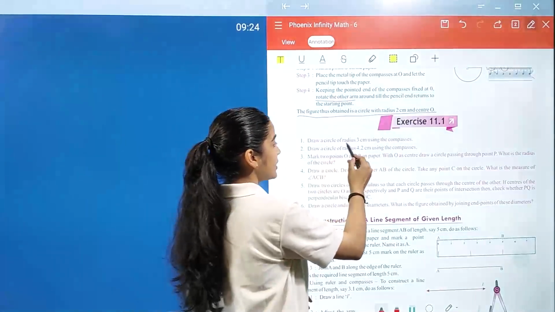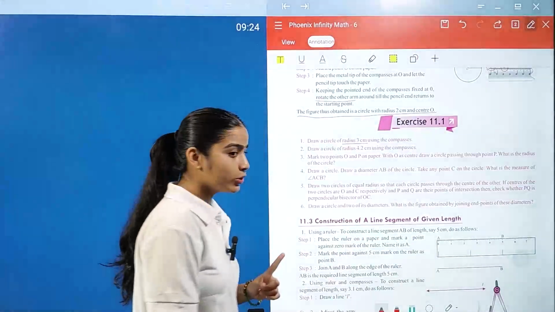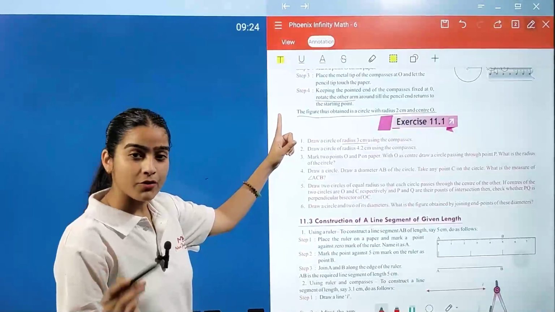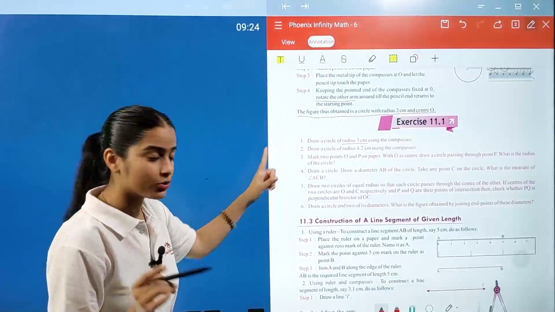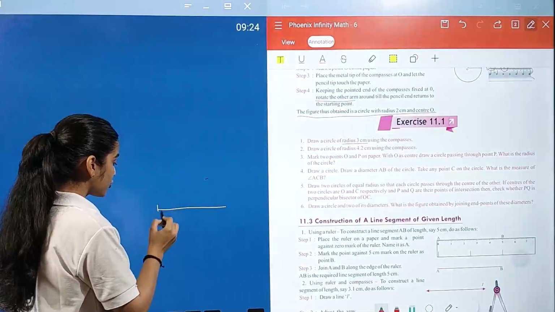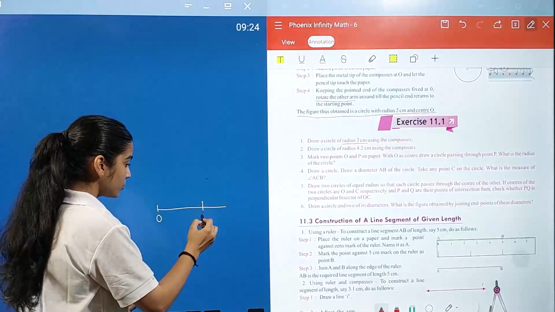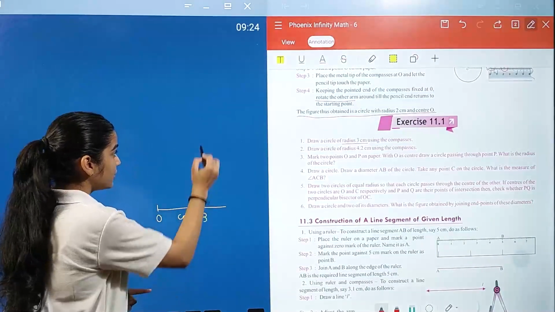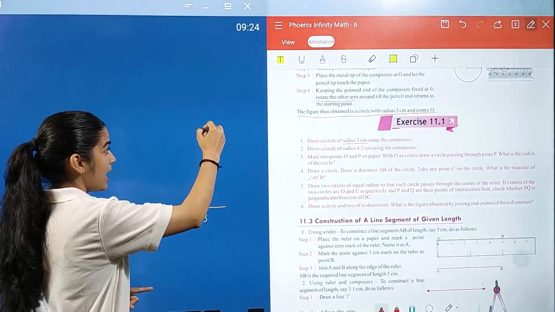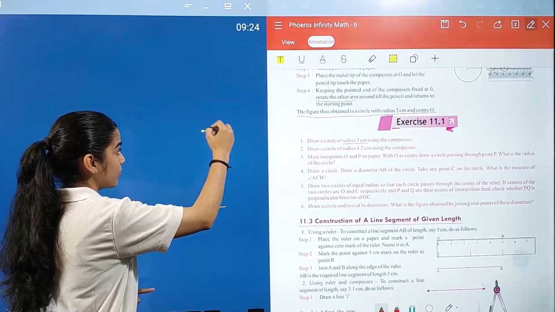So draw a circle of radius 3 centimeter. I already told you, I'll explain each and every step in the example. But when you have your exercise, what you have to do? You have to do it on your own. So place your compass by measuring on the ruler 0 to 3 centimeter. After this, make a point O, place your metal tip of the compass and make a complete round.